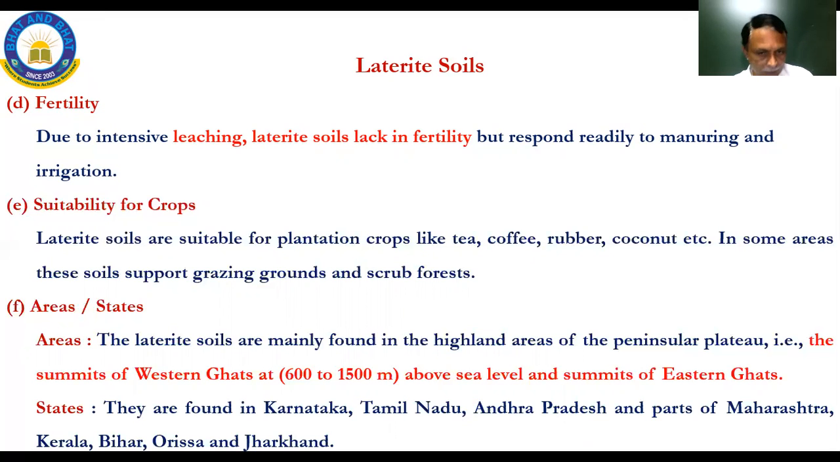They are found in Karnataka, Tamil Nadu, Andhra Pradesh, and parts of Maharashtra, Kerala. All these are mostly on the west coast. The last three, if you see, Bihar, Orissa, and Jharkhand, is actually the eastern part of it. There again, wherever the ghats are there, it is in the higher elevation of the ghats. As they have noted, 600 to 1500 meters above mean sea level. That is where they are found, and that's where they are maximum used.